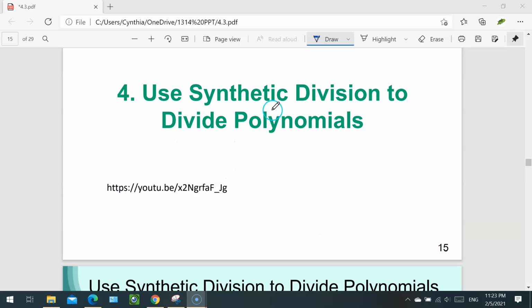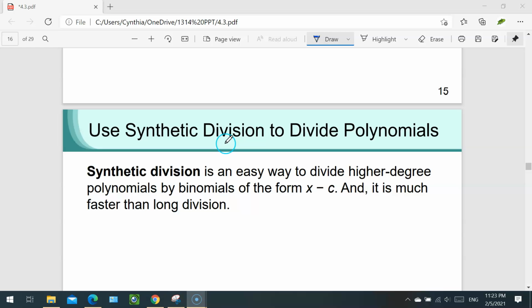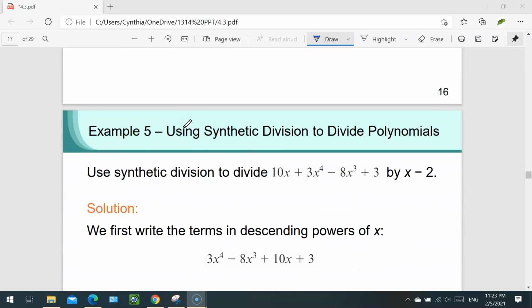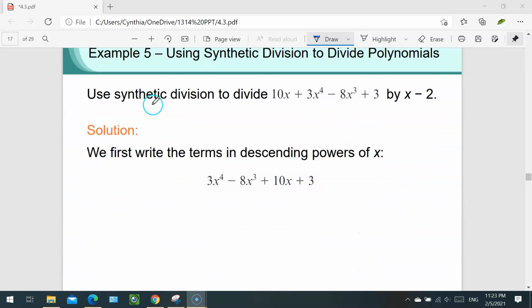Use synthetic division to divide polynomials. Synthetic division is an easy way to divide the highest degree polynomial by binomials of the form x minus c. It is much faster than long division. So we do this example.